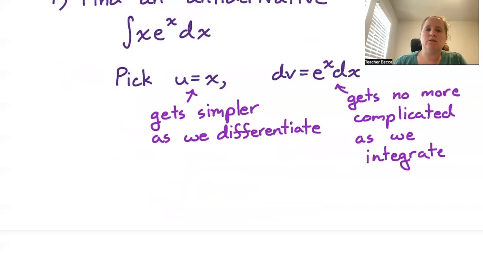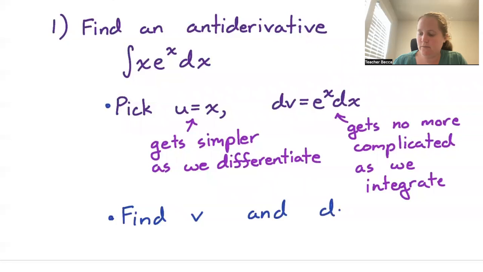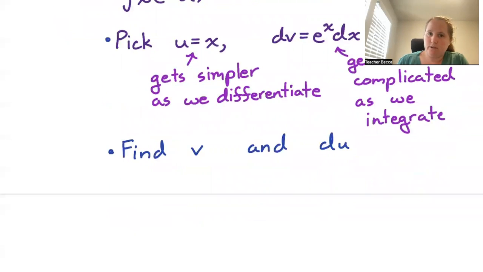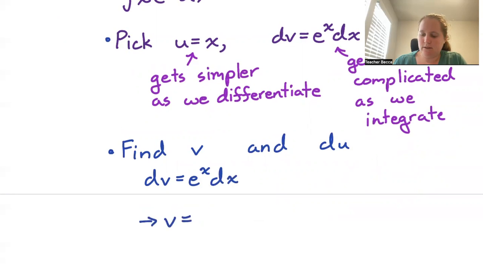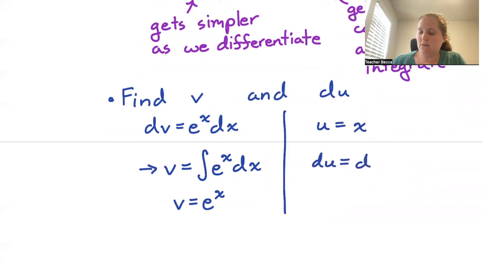So next thing we need to do is find v and du. So of course, our dv is e to the x dx. That means that our v is the integral of e to the x dx. So v is just e to the x. On the other hand, u was equal to x. Differentiating, we get that du is simply equal to dx.